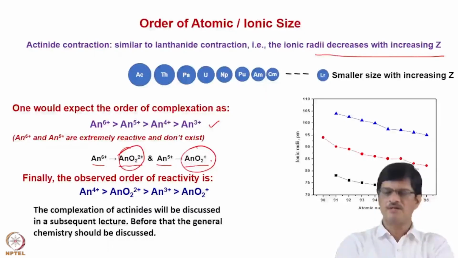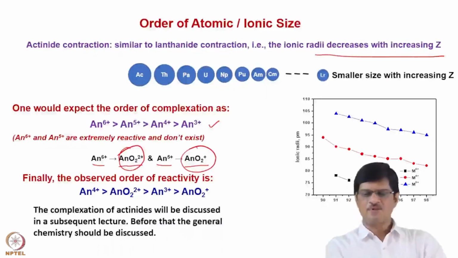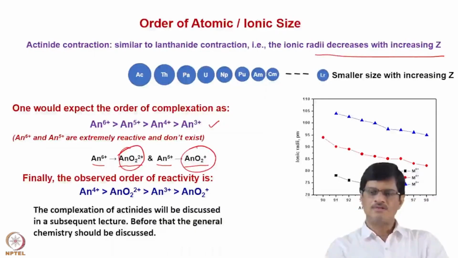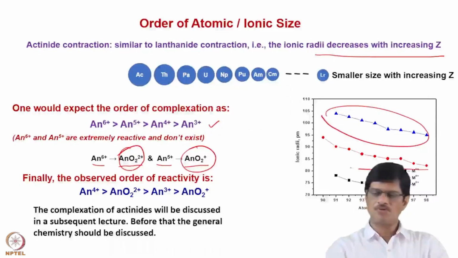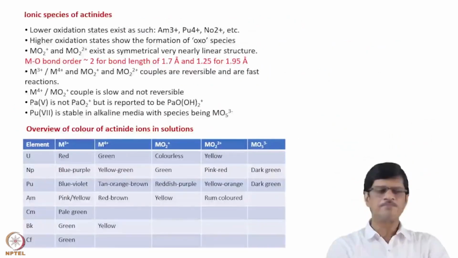The right side figure gives a comparison of the +3, +4, as well as +5 oxidation states of the actinides, and it shows the ionic radii in picometers versus the atomic number of the actinides. As can be seen, this ionic radius is continuously decreasing for the +3 oxidation state and +4 oxidation state also. For the +5 oxidation state also, we see a relatively less steep decrease, but nevertheless there is a decrease in the ionic radius.